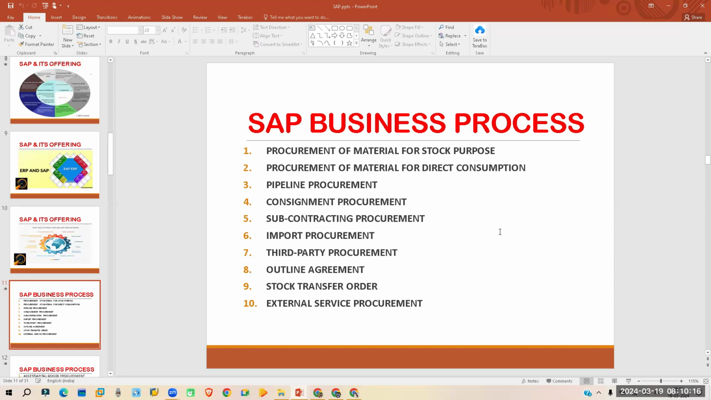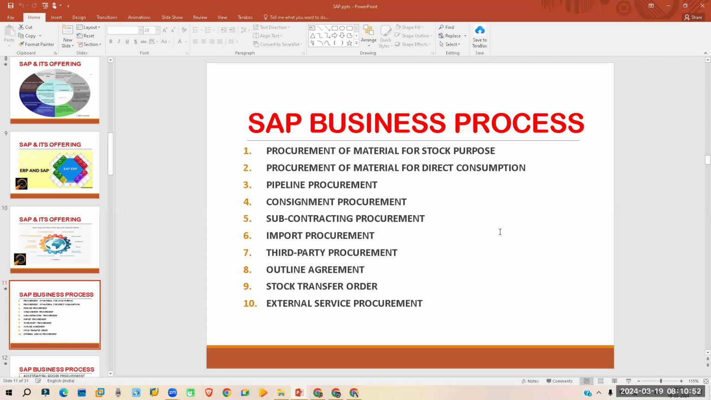You don't have to pay the vendor. Sorry, you don't have to pay me right now. Once you are consuming all the products, or once you are selling all the products, then you can settle my account whenever all the materials have been consumed. So this is called consignment procurement, when they send a consignment and it is stored at your place, but you don't have to pay for it. Whenever you consume something, you can settle the amount for whatever consumption you have done.